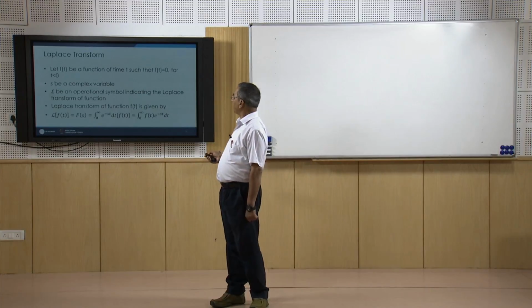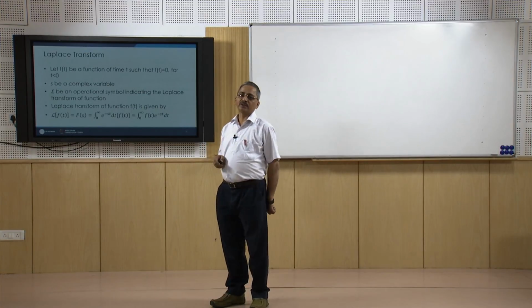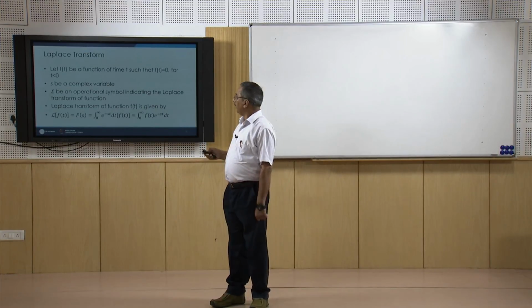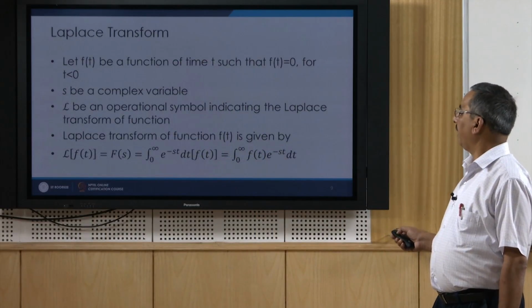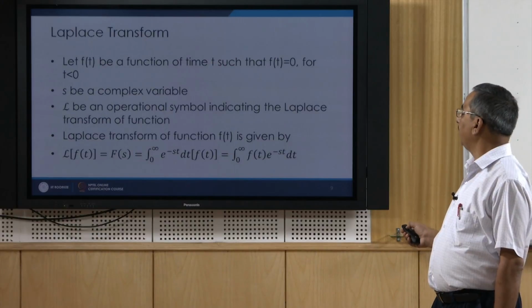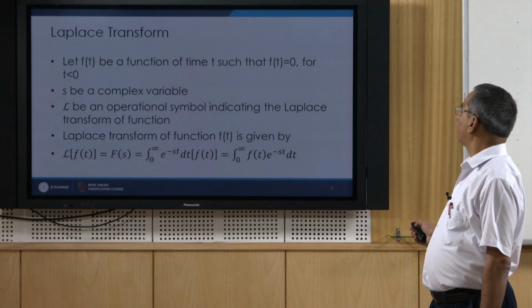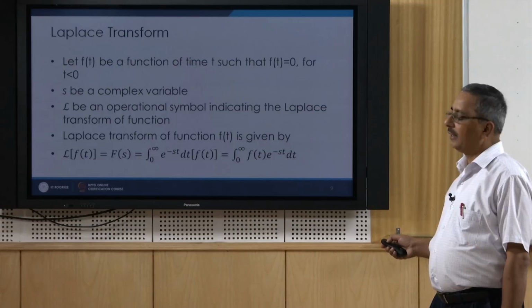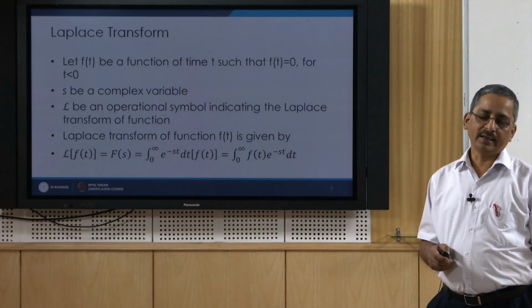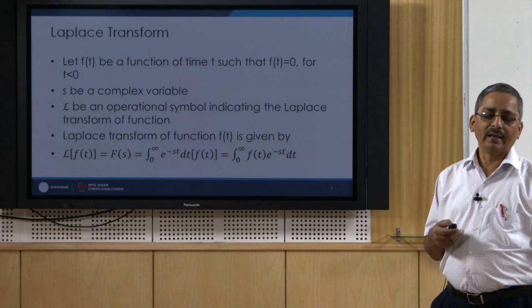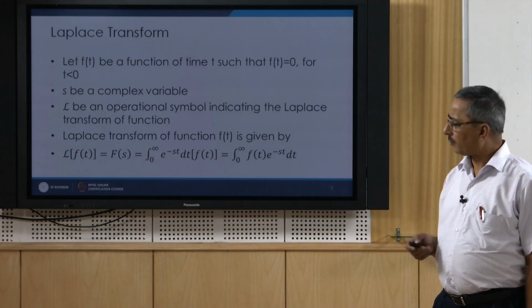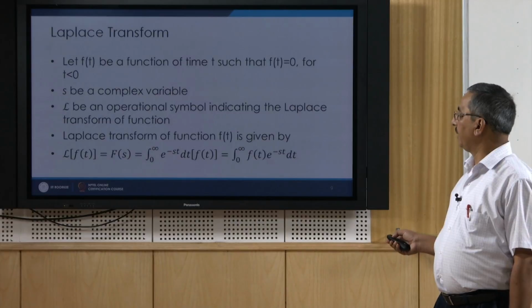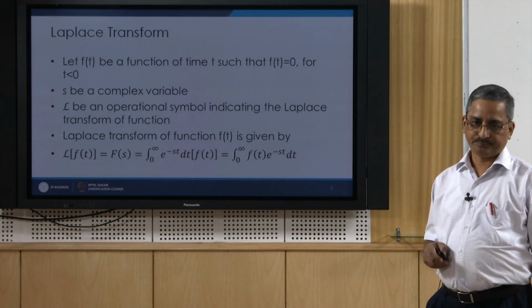So, let us see what the Laplace transform is. Let f(t) be a function of time t such that f(t) is equal to 0 for t less than 0, that is, for time values less than 0 the function value is 0, and let s be a complex variable.